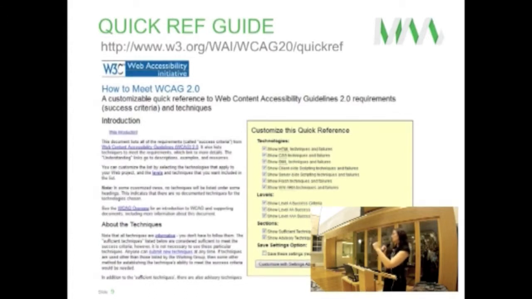So it has what's called sufficient techniques. If you want to satisfy this criteria, here are the sufficient techniques that you need to meet or to do in order to make this particular piece of content accessible. But then it also has very nice examples of if you have done this, then your information is not accessible. So essentially it takes all of the guidelines and also the techniques that have been written up by the Web Accessibility Initiative and makes them just a little bit more digestible and sort of brings them all together.